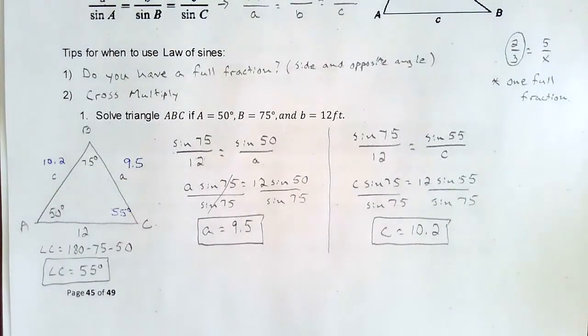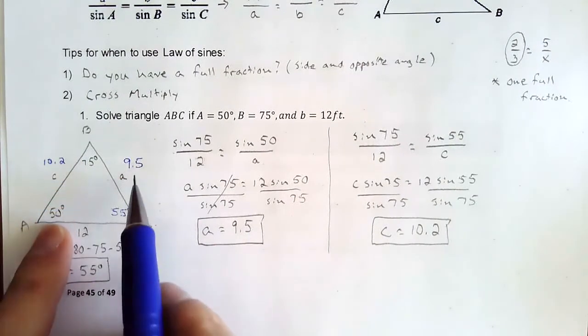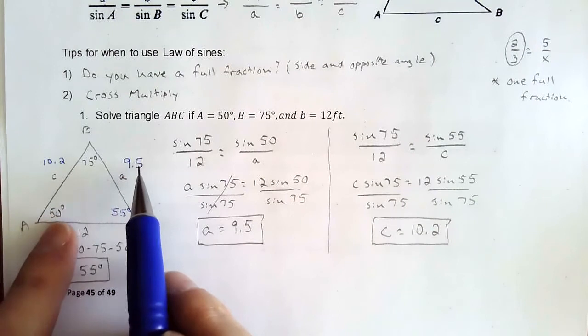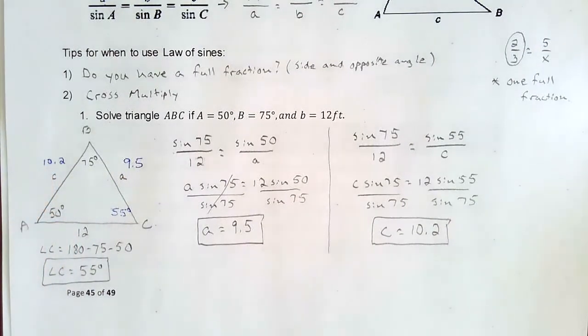Just so I can do one last quick spot check and make sure that our largest side and largest angle are across from each other. Your shortest side and your smallest angle are across from each other, and then the middle ones are across from each other. As long as all that lines up, there's a good chance that we did all the math correctly.